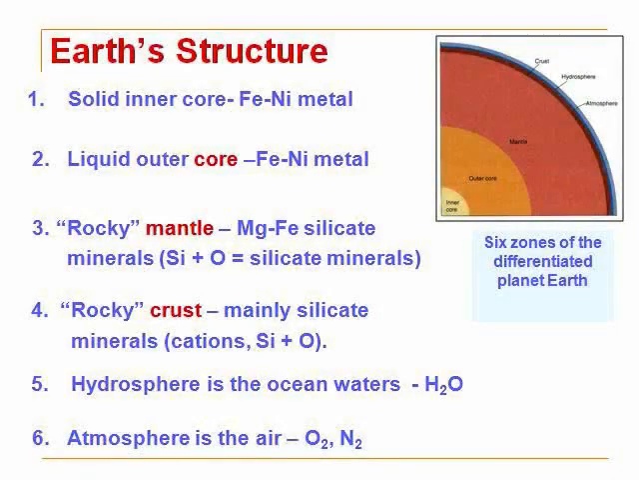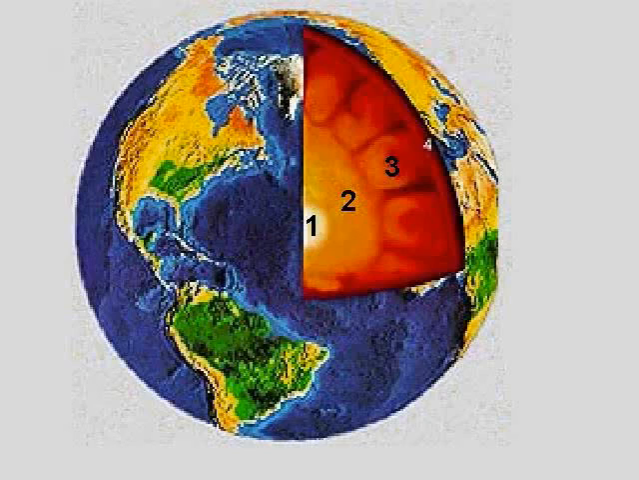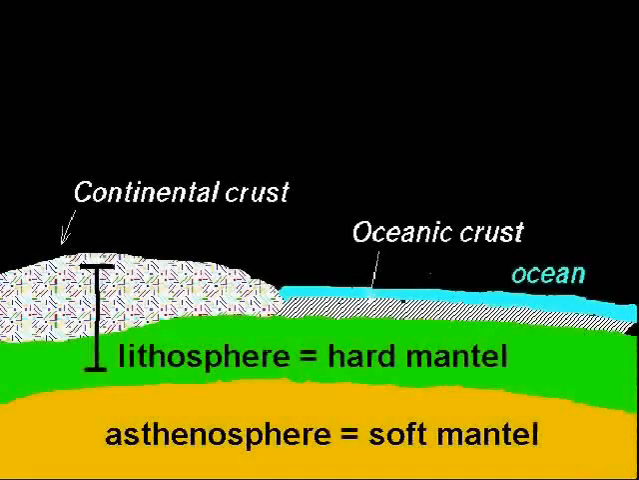Zone 3 is the rocky mantle, made of magnesium and iron silicate minerals. Deep down, it is hot and under high pressure. The rocks here are not really melted. They are soft like a hot plastic and can move. Sometimes they are further divided into hard mantle and soft mantle.